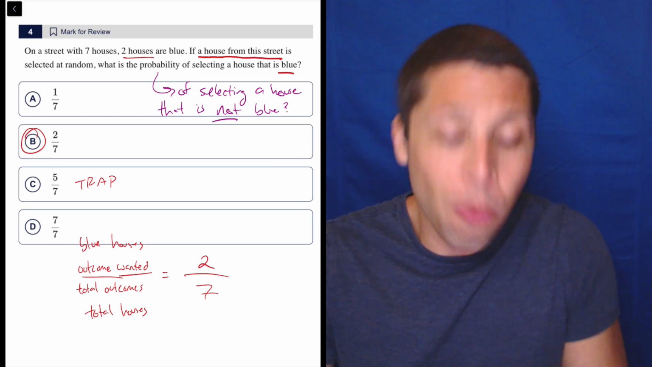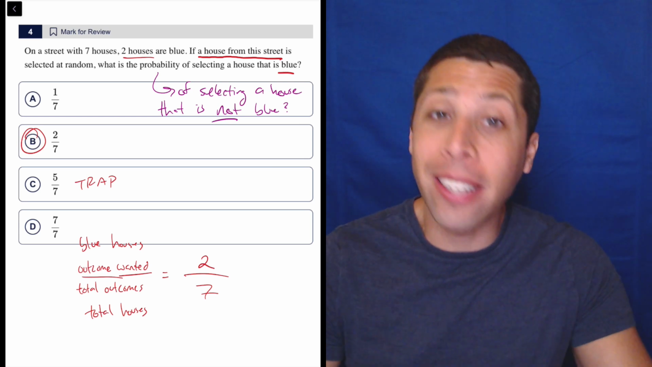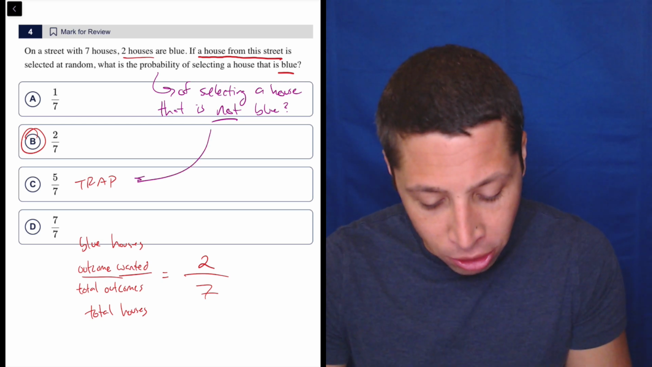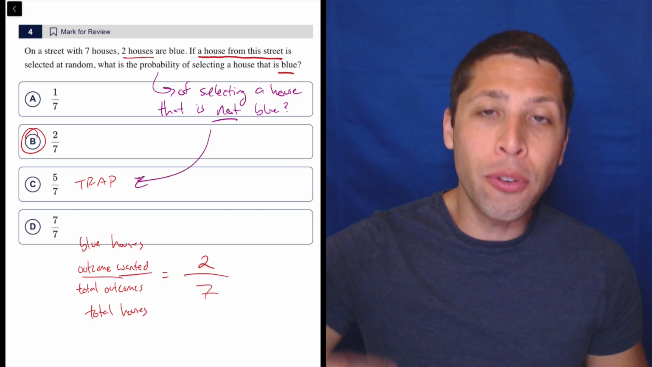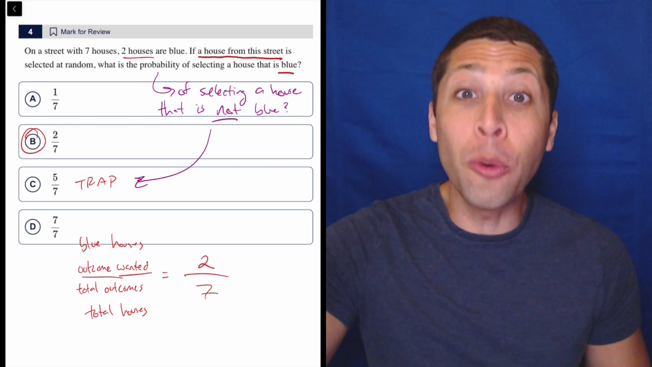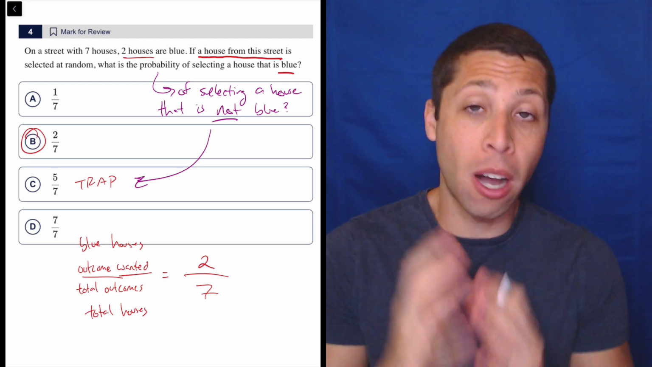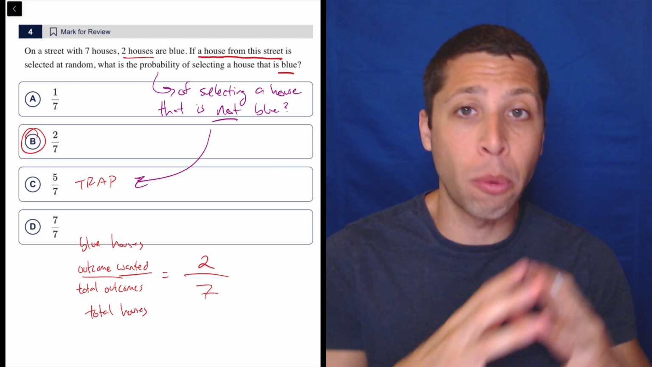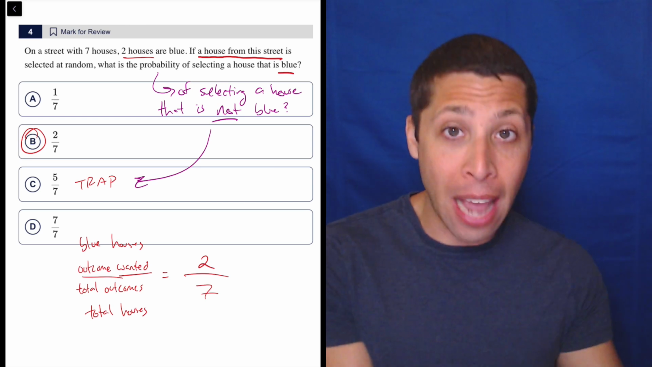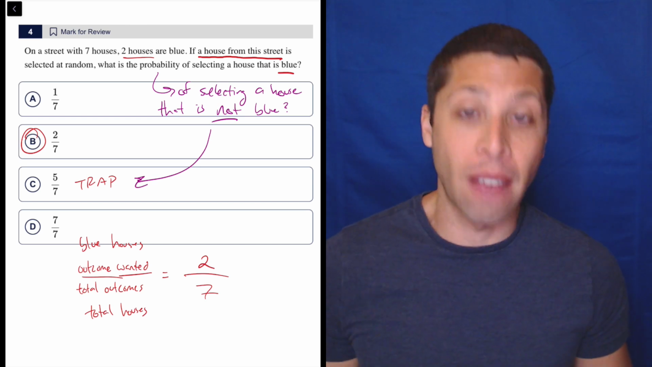Right? If they change that one word, they added the word not, and they might underline it, they might put it in capital letters, they might not do anything to it. So you never know. But if they change that one word, our answer changes completely because now the information that they gave us is the opposite of what we want, right? They told us the blue houses, but they might be asking for the houses that are not blue. And this is really simple because in probability, the total probability is always 1. So if we have the probability of something happening, the probability of that thing not happening, those two things added together are always going to give you 1, or in this case, 7/7.